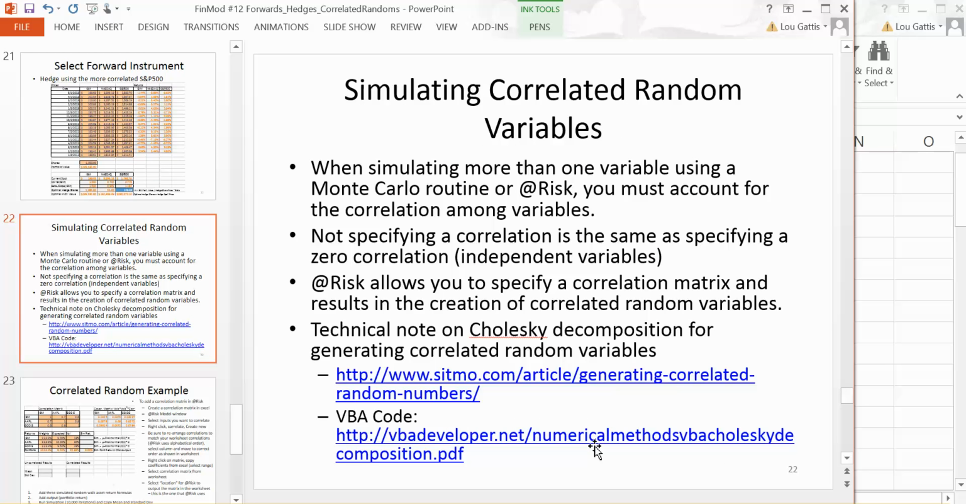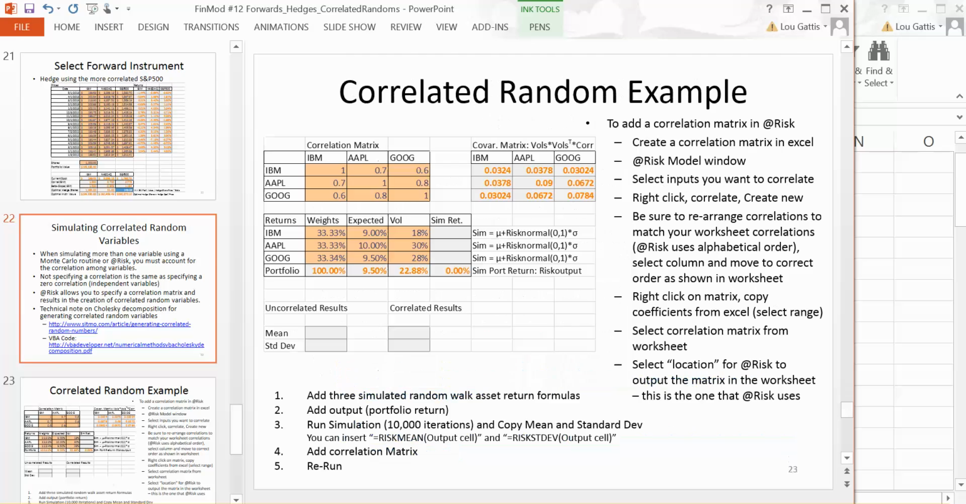Last thing I want to do is an unrelated topic, and that's simulating correlated variables. All the simulations we've done in the class so far, I've always assumed that the variables that I simulated and generated random variables for were uncorrelated. So all the examples we did before were looking at periodic returns of a portfolio. And I always assumed that period 2 was independent from period 3, and period 4 was independent from period 3, and so on. So let's look at this example.